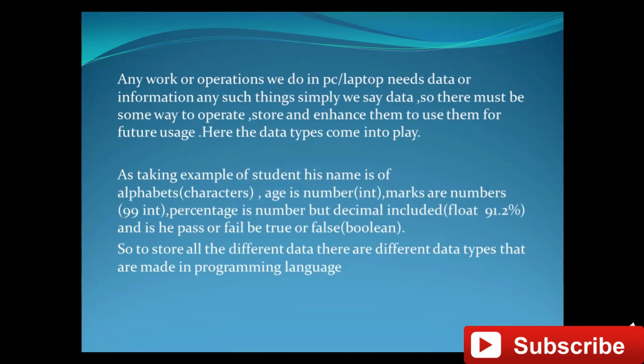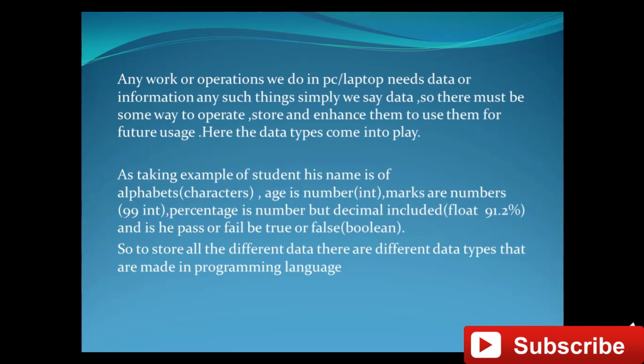Similarly, taking the example of a student, he will have his name, which is a sequence of characters, and his age, which is a number, and the marks that he has scored, that is an integer, also a number. And the percentage he has taken will be in decimal, like 91.2%. And whether he failed or passed in the previous or current semester is true or false, a boolean. These are all data.